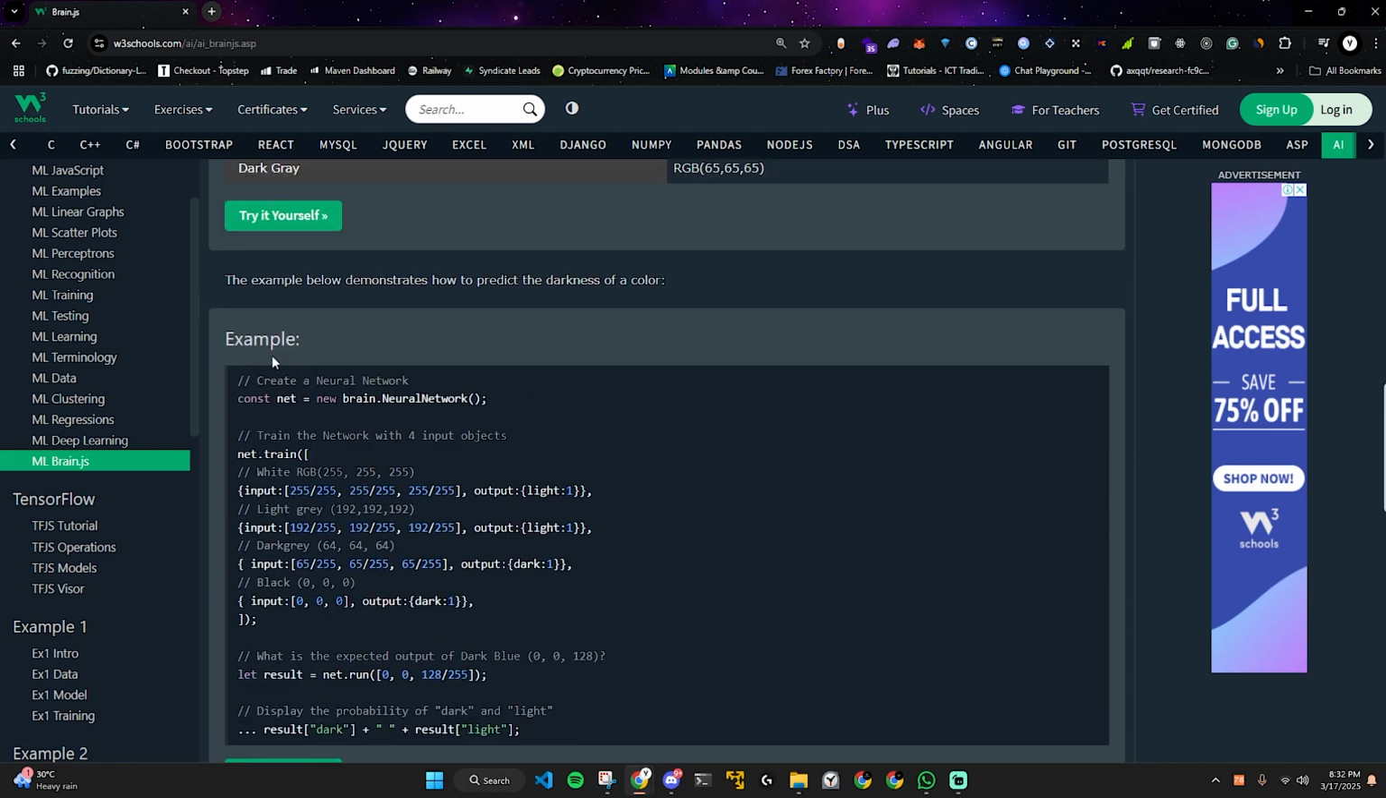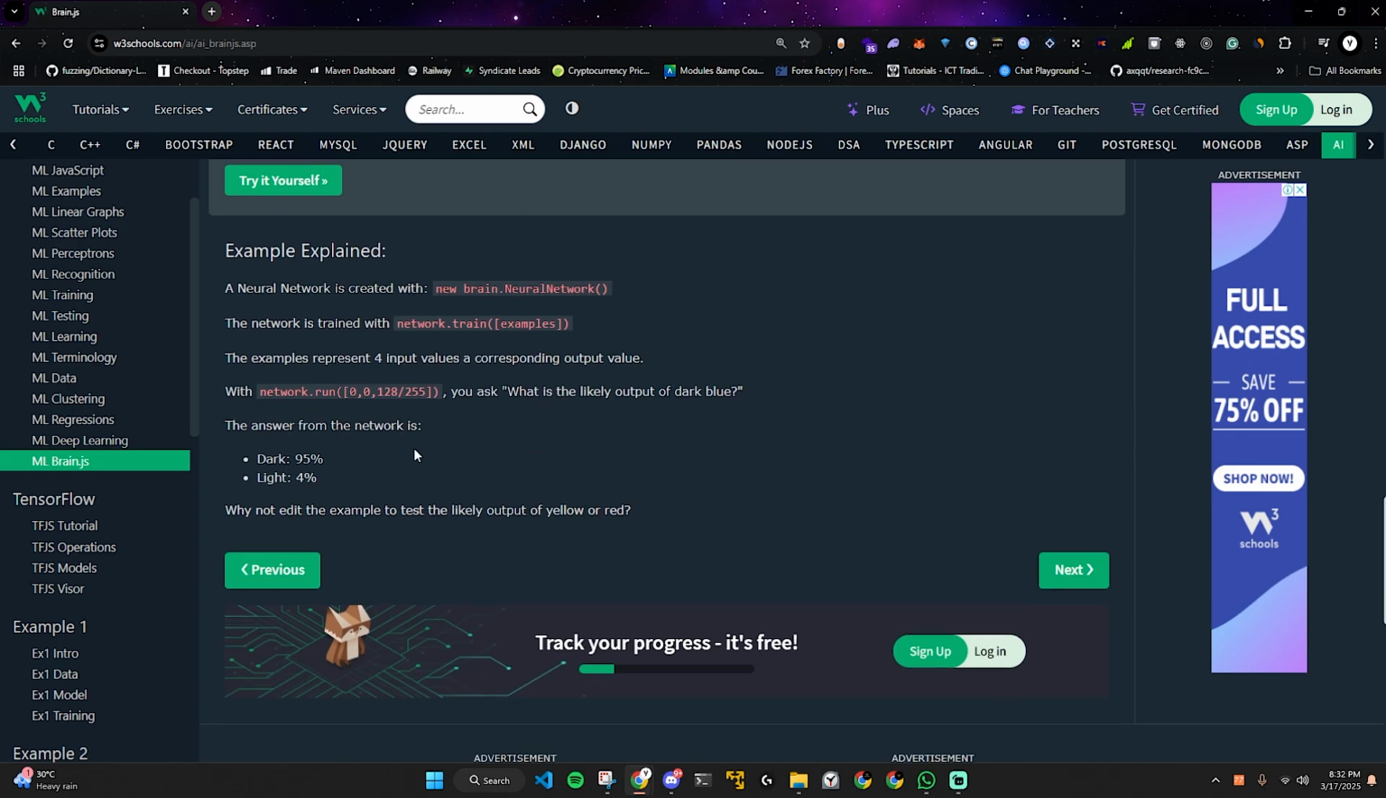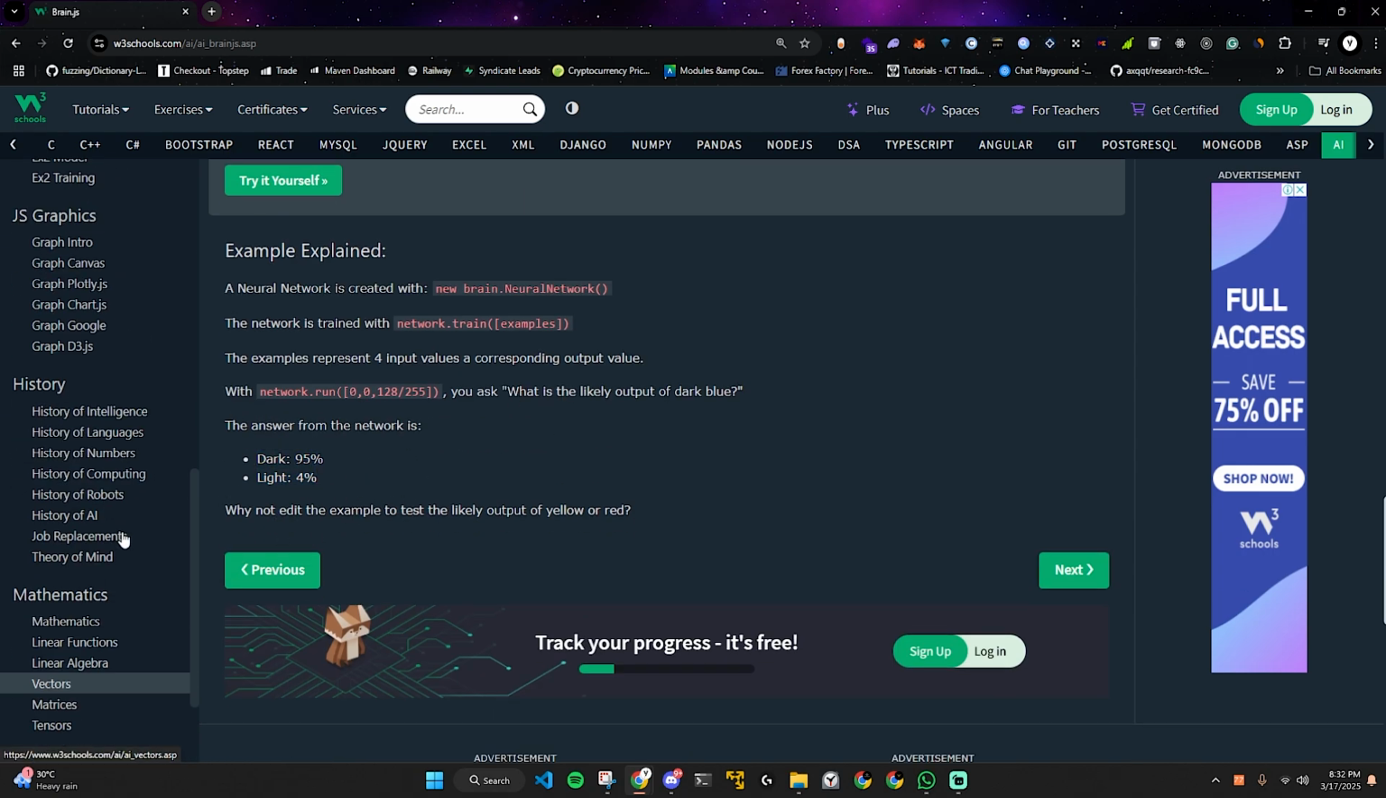Let me show you guys something in terms of detecting. So this is detecting RGB. What's the output of dark blue? That's what we give with this. This is the range out of 255. So for dark blue, this is RGB out of 255, we're given different inputs, and we're predicting the probability of it. That seems to be the probability, right? So I've explained what tfvis is as well.